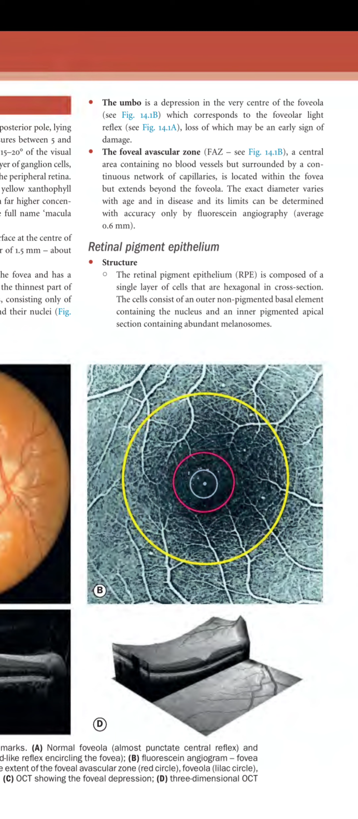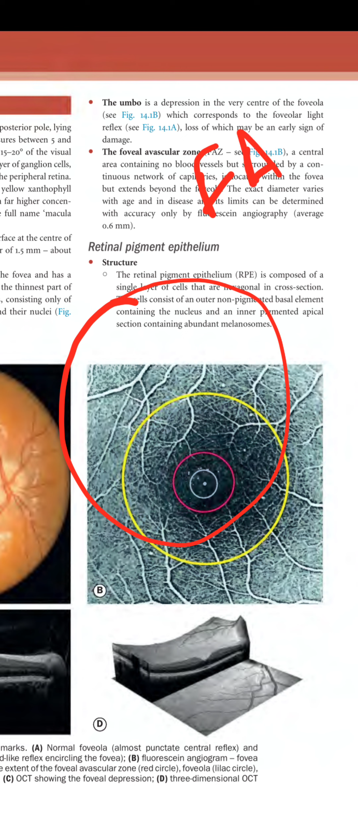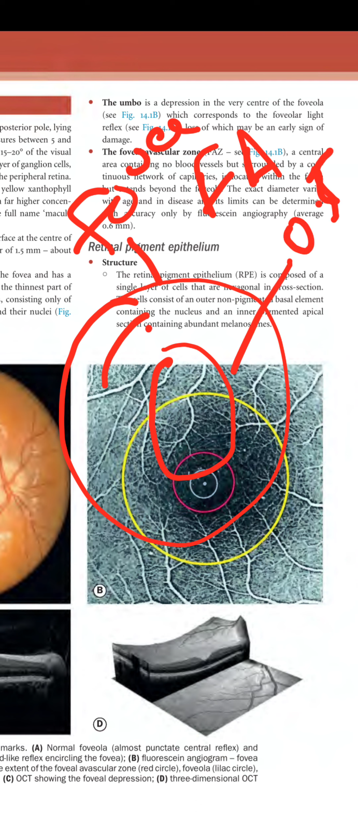Then there is the foveolar avascular zone. It is a central area containing no blood vessels but surrounded by a continuous network of capillaries, and it is located within the fovea and extends beyond the foveola. The exact diameter varies with age. Its limit can be determined with accuracy only by fluorescein angiography, average 0.6 millimeters. That is why on fluorescein angiography this area appears black. So basically this is the fovea, inside is the foveola, which is about 0.35, and between them is the foveolar avascular zone.